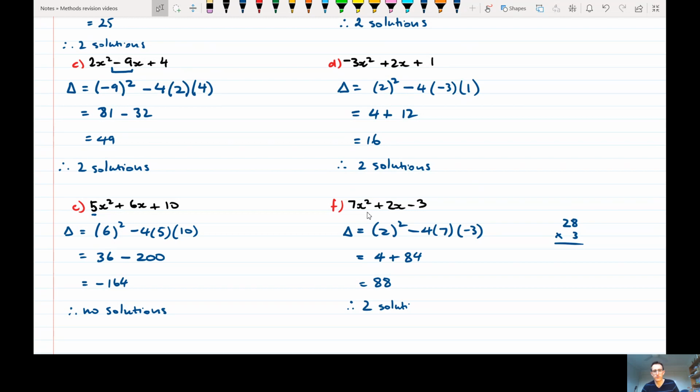The only case with 1 solution is when you have a perfect square. So if you had something on the lines of 2x plus 1 squared and that was fully expanded out like this, if you did the discriminant on this thing, you would get 0. You have one solution because it is a perfect square. Everything else would be 2 or 0.